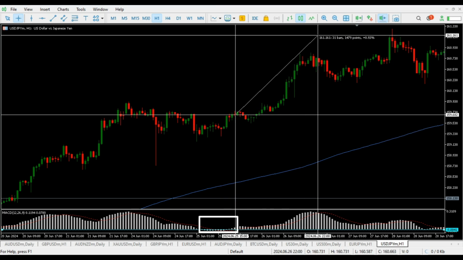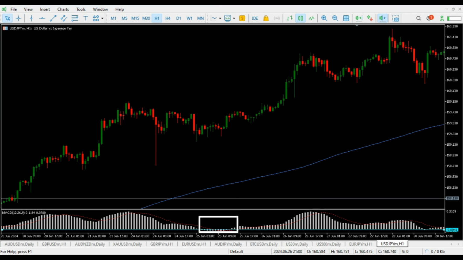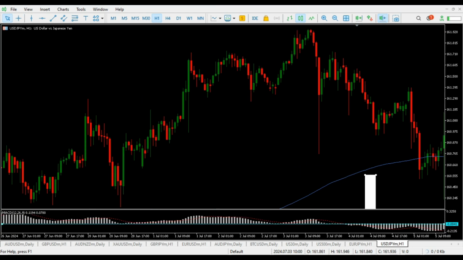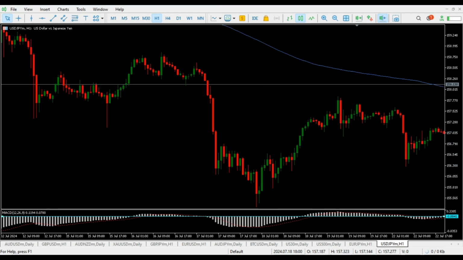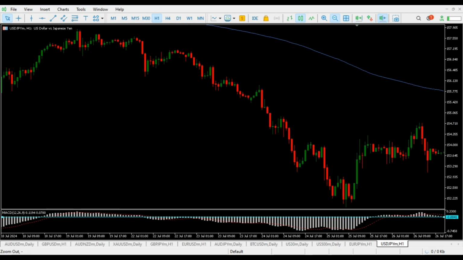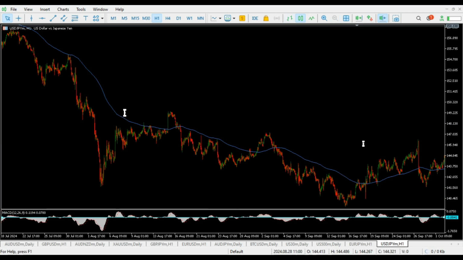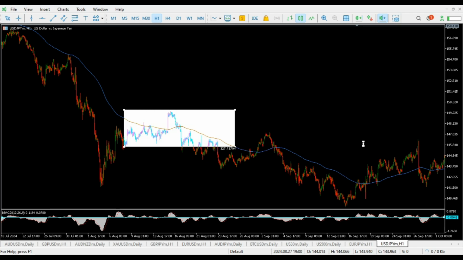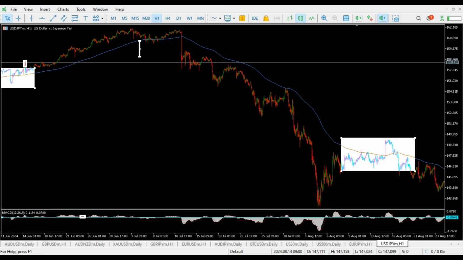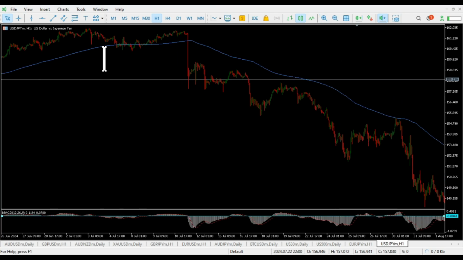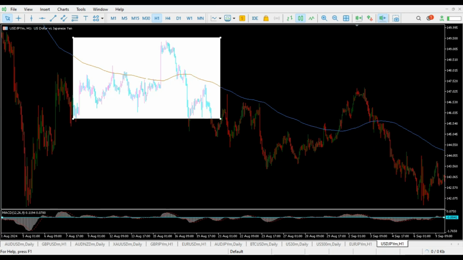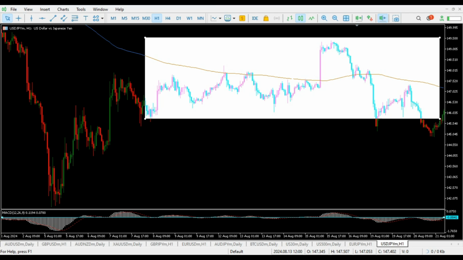That's a decent trade. It's one of the trades that we caught recently. Let's go ahead and continue with another clear example. Yes, another ranging area here. Let's see how we can utilize the power of the MACD by utilizing the strategy. Let's continue here.